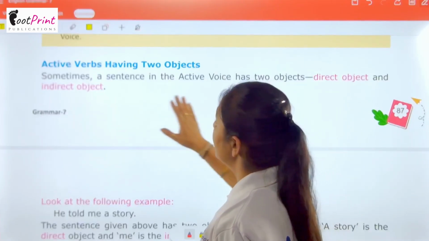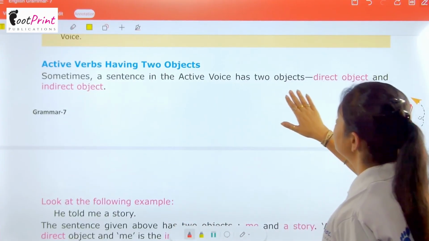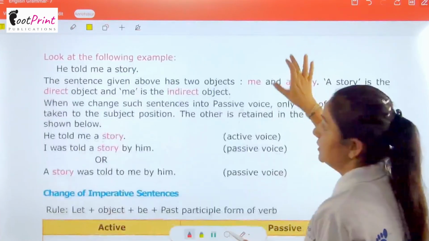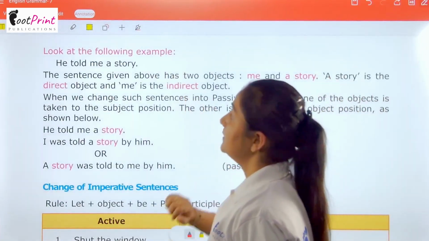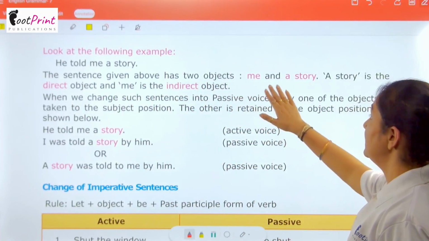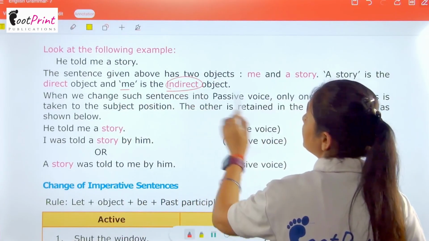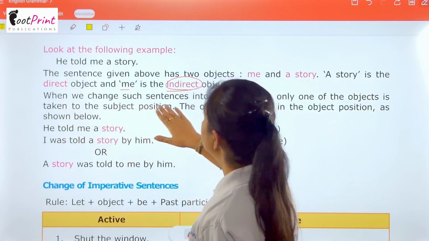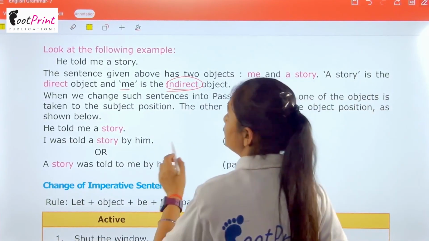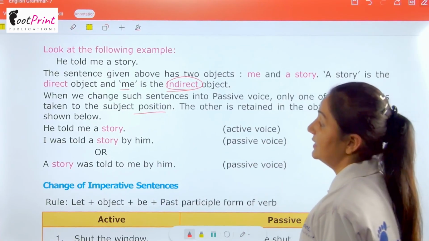Here we have active verbs having two objects. Sometimes a sentence in the active voice has two objects, a direct object and an indirect object. Look at the following example. He told me a story. The sentence has two objects, me and a story. A story is the direct object and me is the indirect object. When we change such sentences into passive voice, only one of the objects is taken to the subject position. The other is retained in the object position, as shown below.